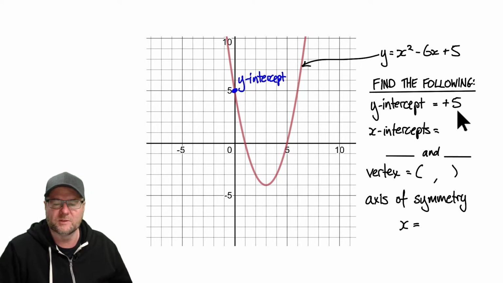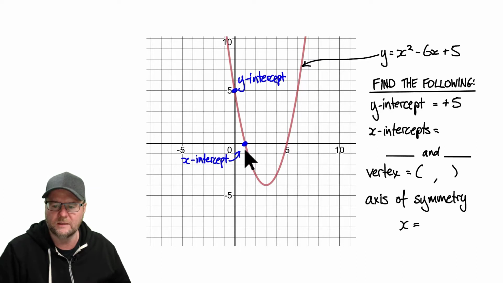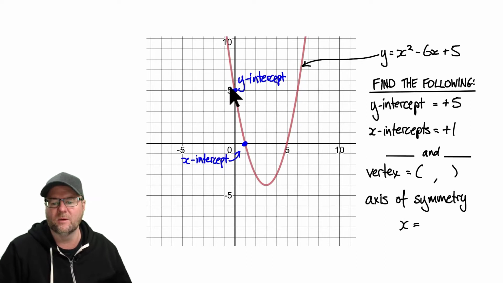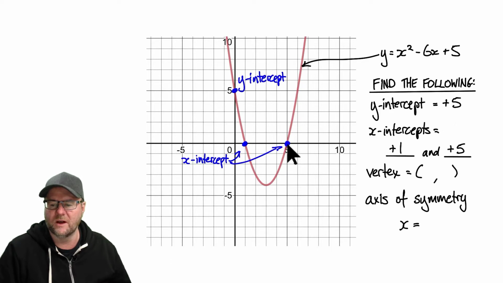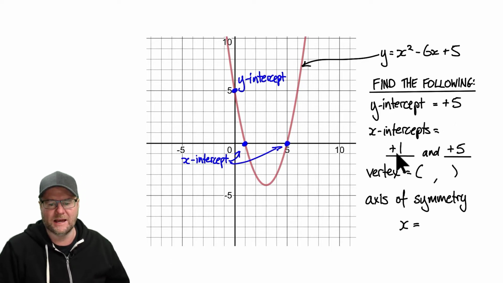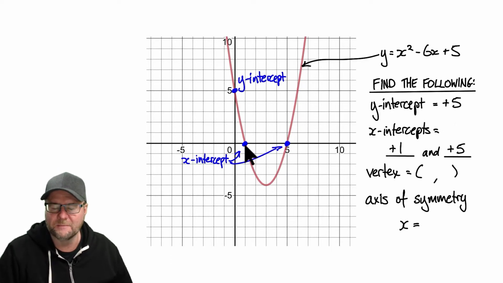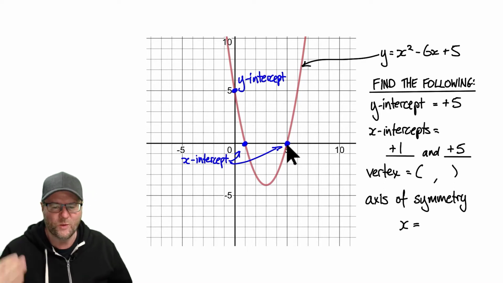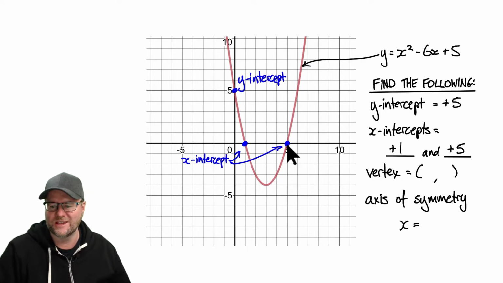The x-intercepts, well, if the y-intercept is where it cuts the y-axis, the x-intercepts are where it cuts through the x-axis. And I can see it cuts through at this point, which is 1. Right, so it's got an x-intercept of positive 1, but unlike the y-intercept, there's actually another one, this point here, at x equals positive 5. So my x-intercepts are positive 1 and positive 5. There's two places where it cuts through that x-axis.